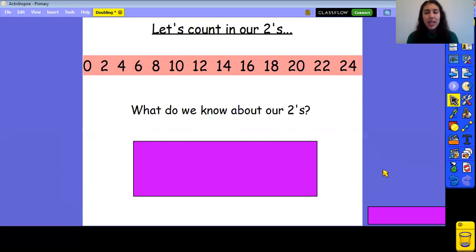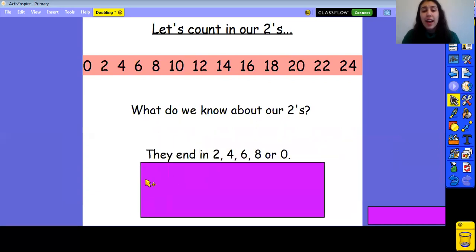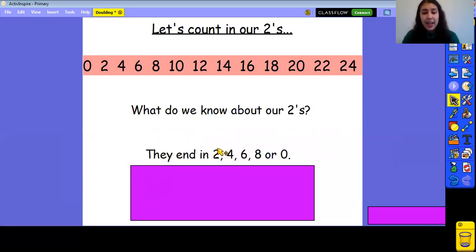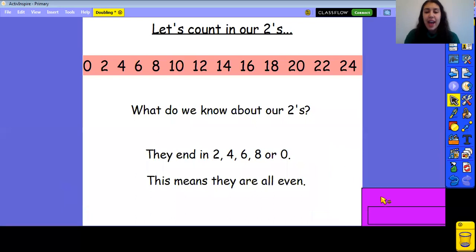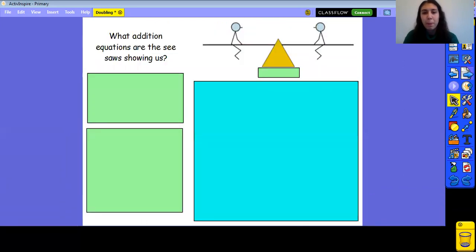Lovely. So hopefully you've had to think about what you already know about our 2s. And I'm hoping that some of you have said that they all end in either a 2, a 4, a 6, an 8, or a 0. And that means that they are all even. So all of our 2 times tables, when we count in our 2s, are always even. It would be impossible for us to have an odd number in our 2 times tables.